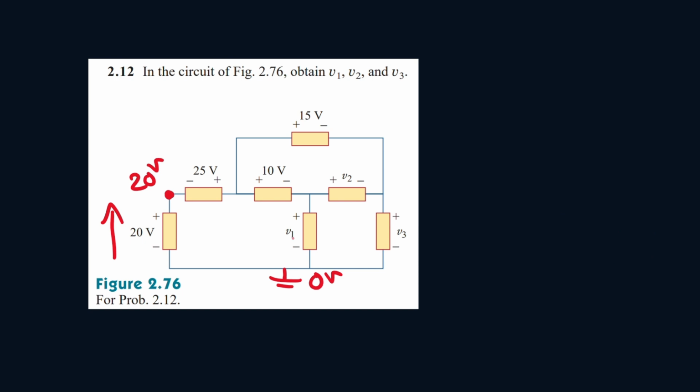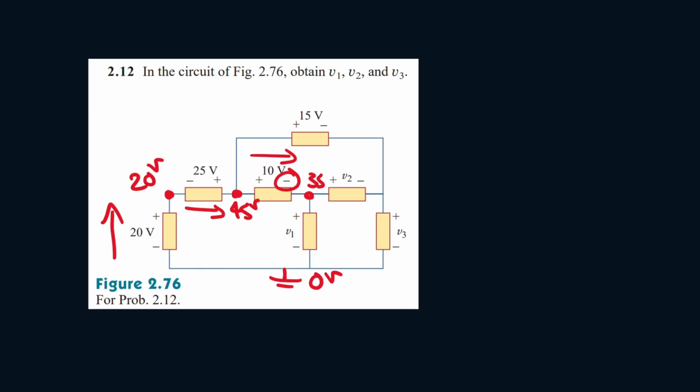Now, if our current was to continue going, we see it exits out of the positive terminal, so that means there's a voltage increase. So what would this region at this point be? It'll be 20 plus 25, which is 45. So at this region, it'll be 45 volts. Now, if we were to continue going in this direction, we notice that we exit out of the negative terminal, which means there's a voltage decrease. So it'll be 45 minus 10, which is equal to 35, which is the region right here.